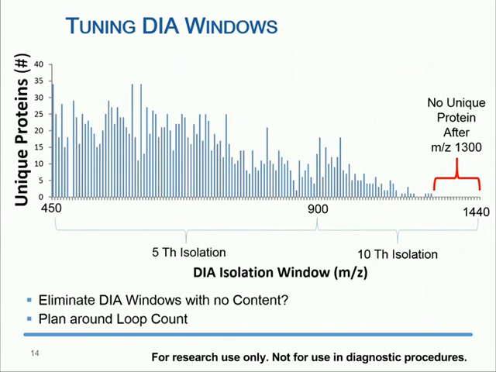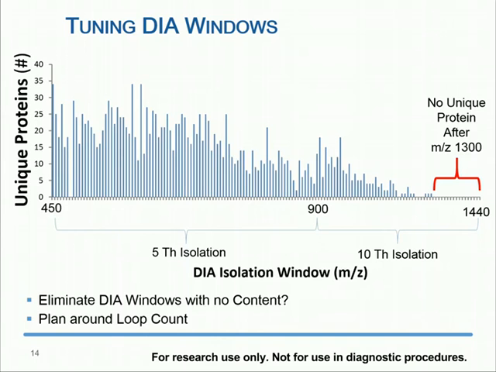As we want to tune these windows, we can ask a question about whether each of these windows has a certain number of unique proteins. Again, this is going to be dependent on the spectral library that you're working with, but you can see we have that plotted again across this range of DIA isolation windows. We don't have any unique proteins that are detected with peptides above mass to charge 1300.